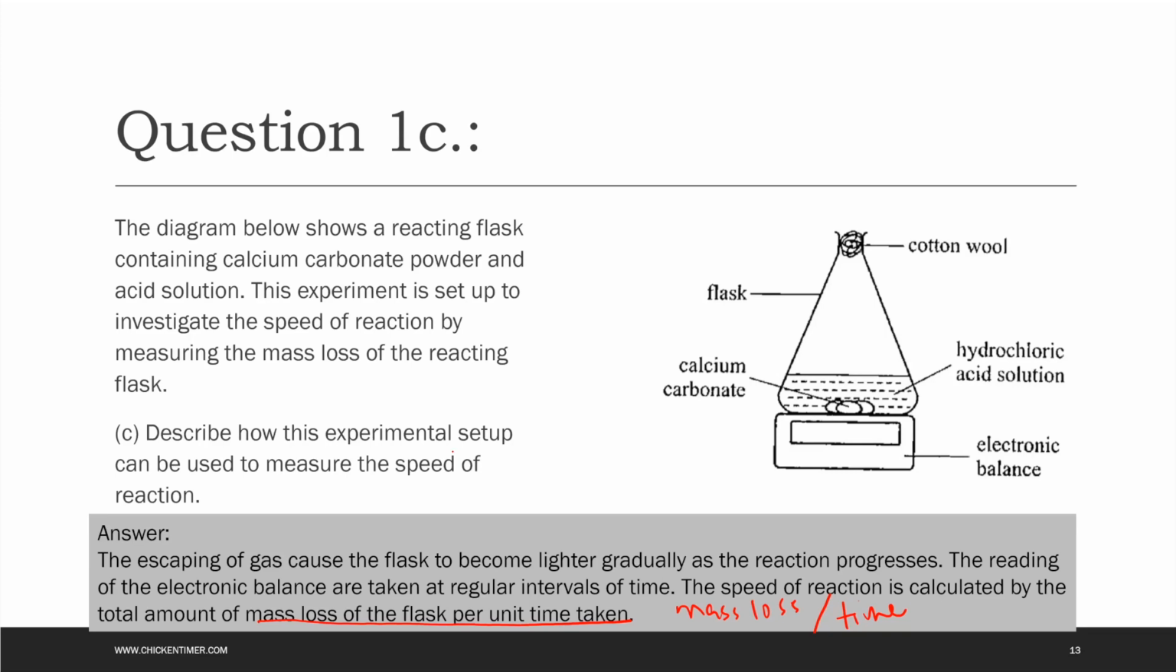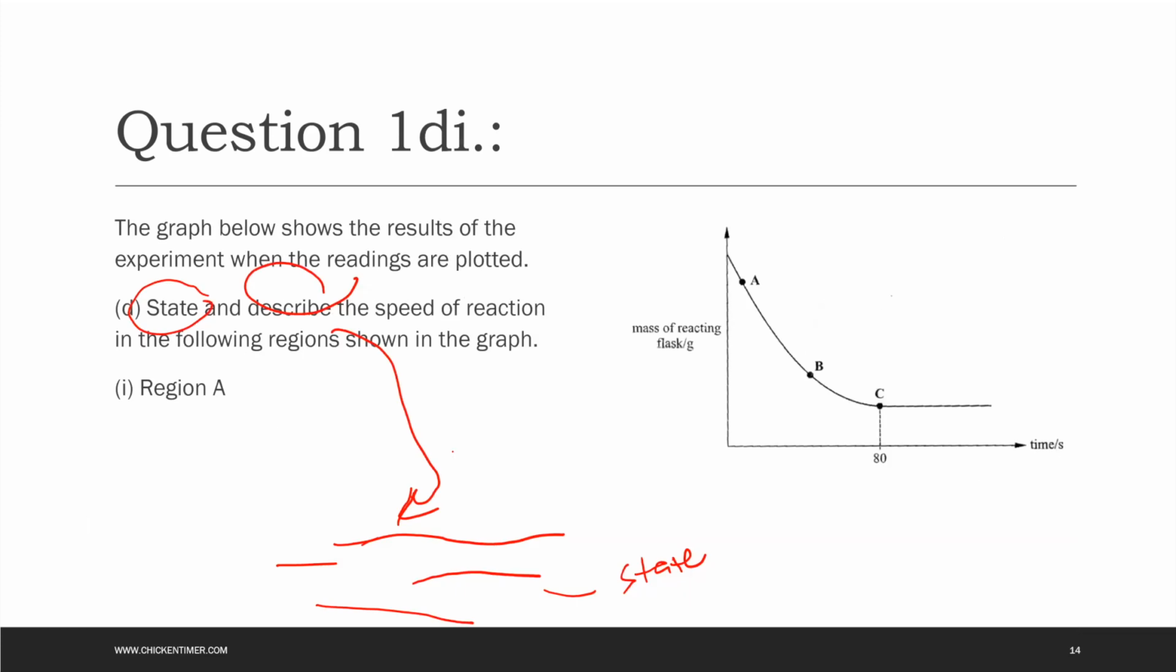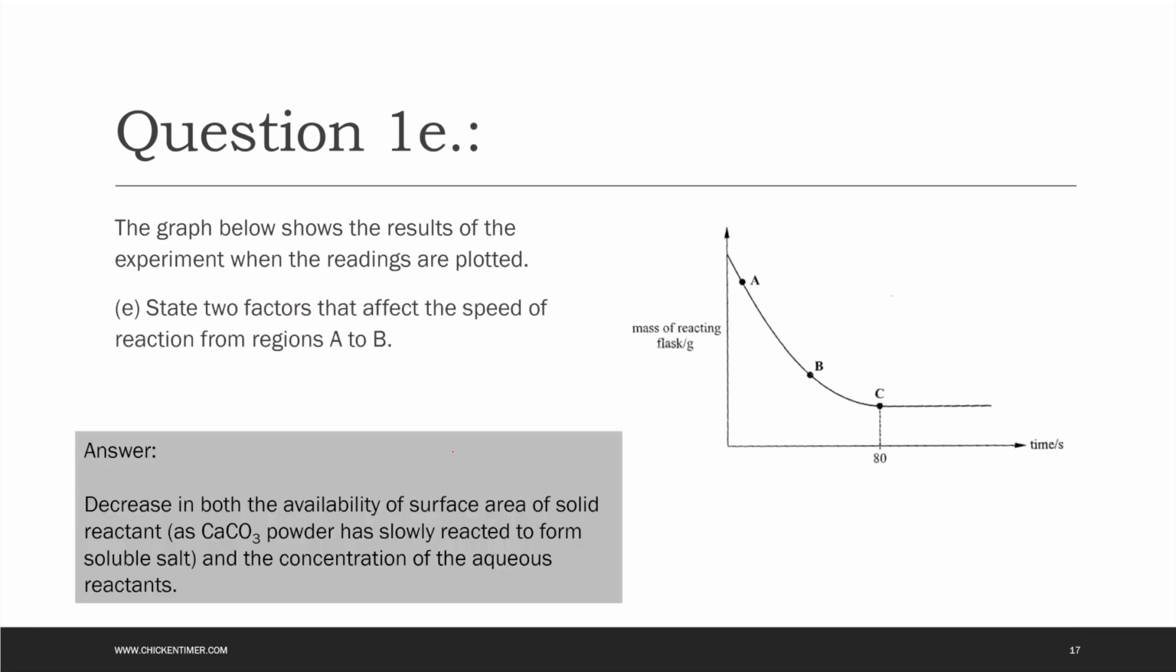Temperature you can use. That means you can say raise the temperature of the reaction to increase the speed. Yeah, temperature increase will increase speed. Then you can use catalyst, but I think catalyst is not within the syllabus. So no catalyst.